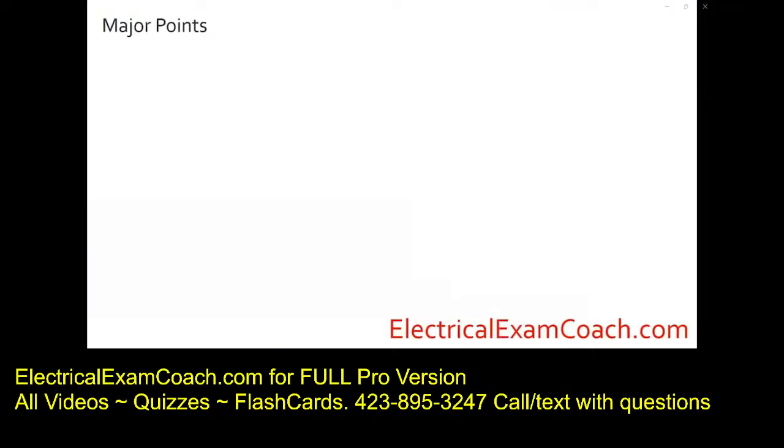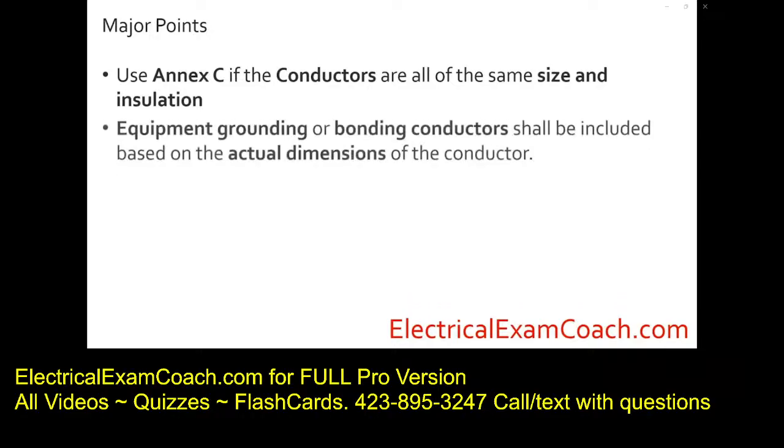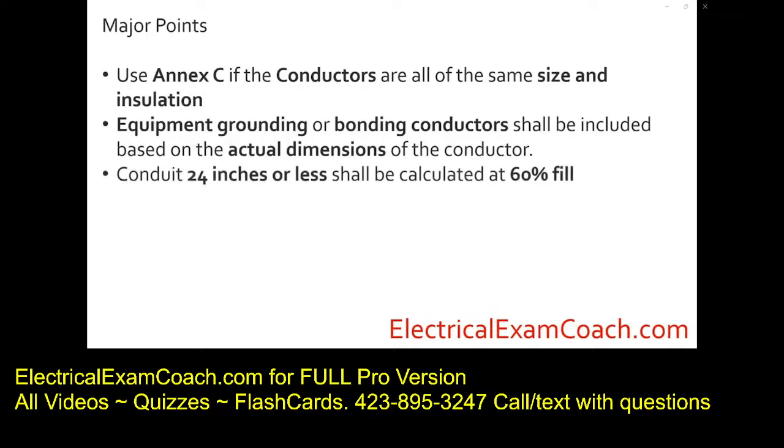Before we jump into the practice questions, let's go ahead and hit the major points. We're going to use Annex C when all of the conductors are of the same size and insulation. With dealing with equipment, grounding, and bonding conductors, they shall be included based off the actual dimensions of the conductor. It's not like we did in box fill. If there is a grounding conductor in that pipe, it counts 1 for 1, and all of them count. If you've got 10 of them, they all count. Conduit 24 inches or less shall be calculated from the 60% fill column.